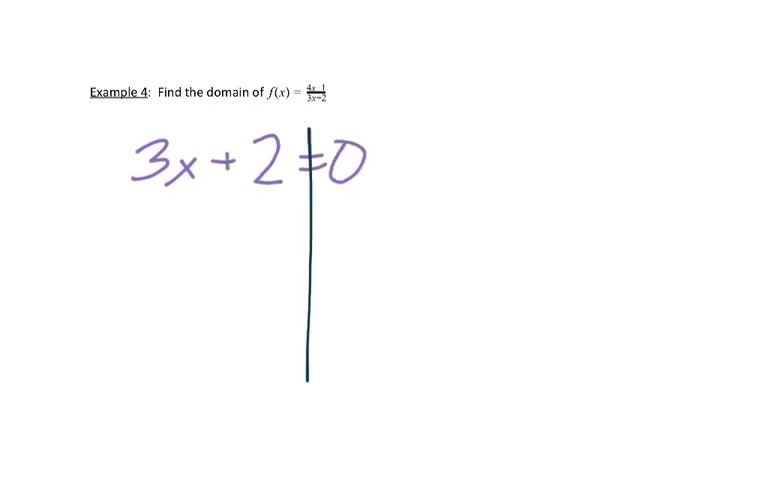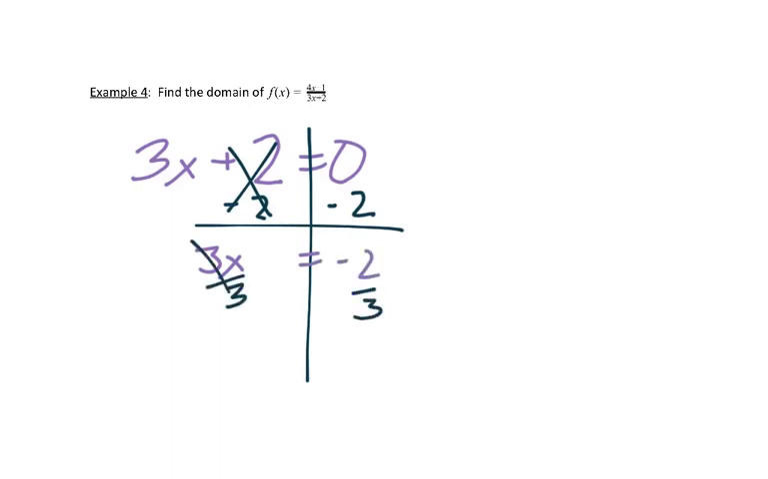This problem has a fraction, so that means again we take the denominator and we set it equal to 0 to find out what messes things up. So we'll start by subtracting 2 from each side. And then we'll divide both sides by 3. And we get x equals negative 2/3. So we'll look at that on a number line.